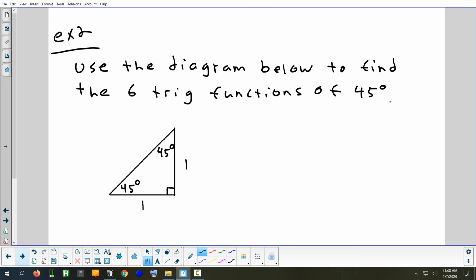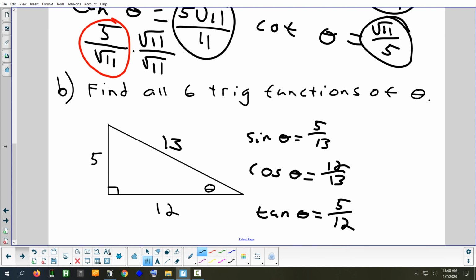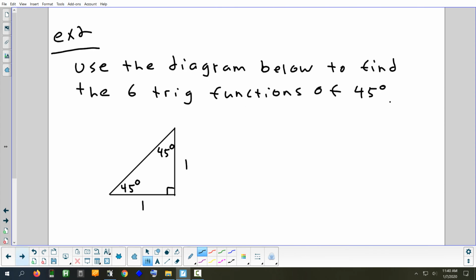Okay. All right, so let's see if we can use this diagram to find the 6 trig functions of 45 degrees. The only difference in this problem is now you actually know the angle that you're working with. Big deal, doesn't really matter. What you really need to know is all the sides you're working with. So Kaya, what side am I missing in that triangle? Yeah, I'm missing the hypotenuse, right? And Emily, to find the hypotenuse, how would I do that?